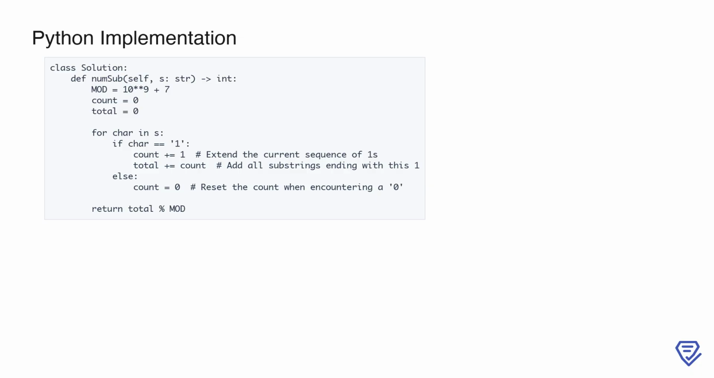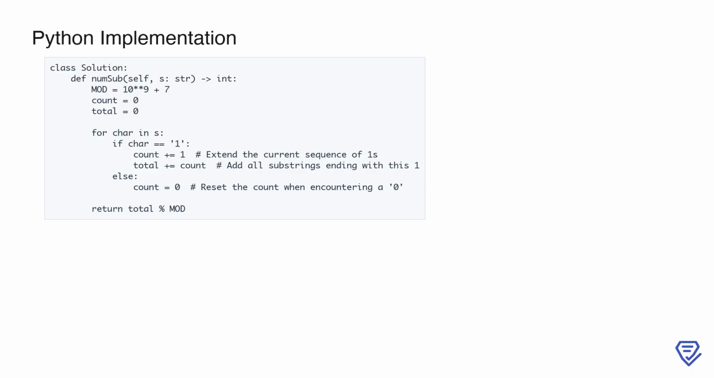2. Iterating through the string, the loop processes each character in the string S. If the character is 1, we increment count, signifying the extension of the current streak. We then add count to total, which includes all substrings ending at the current position. 3. Resetting the streak. When a 0 is encountered, the streak is broken, so count is reset to 0.